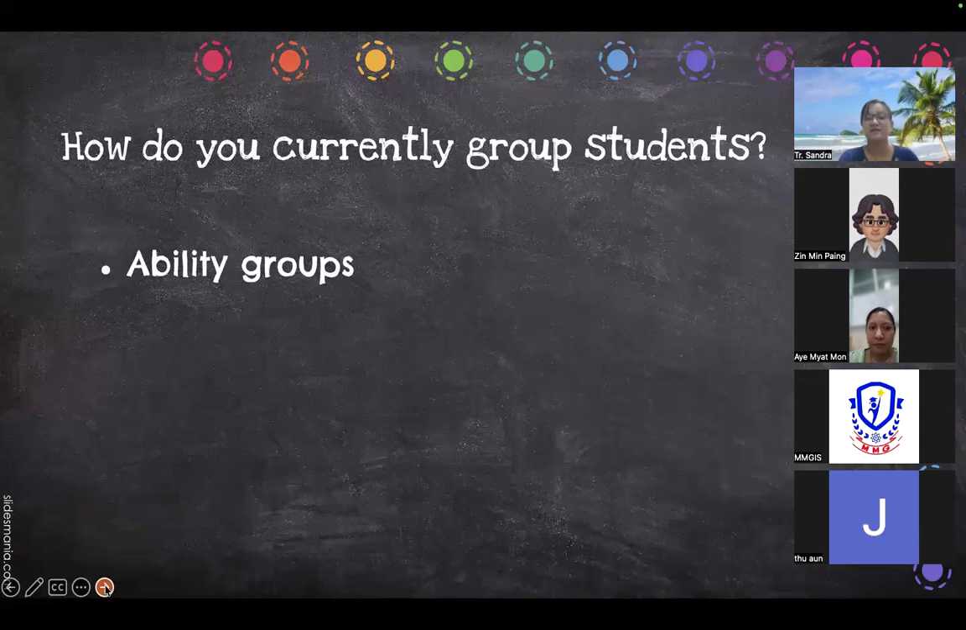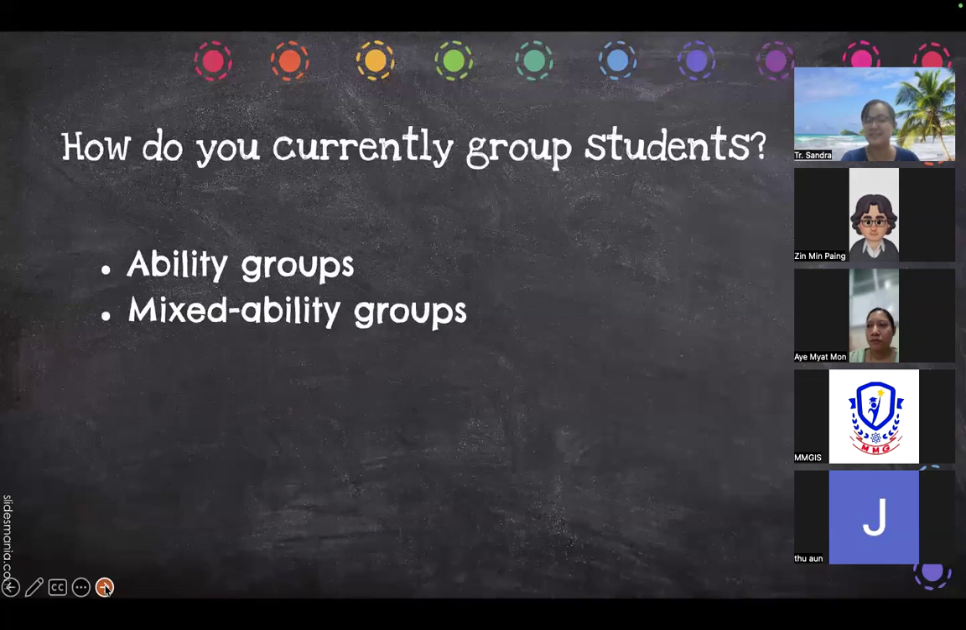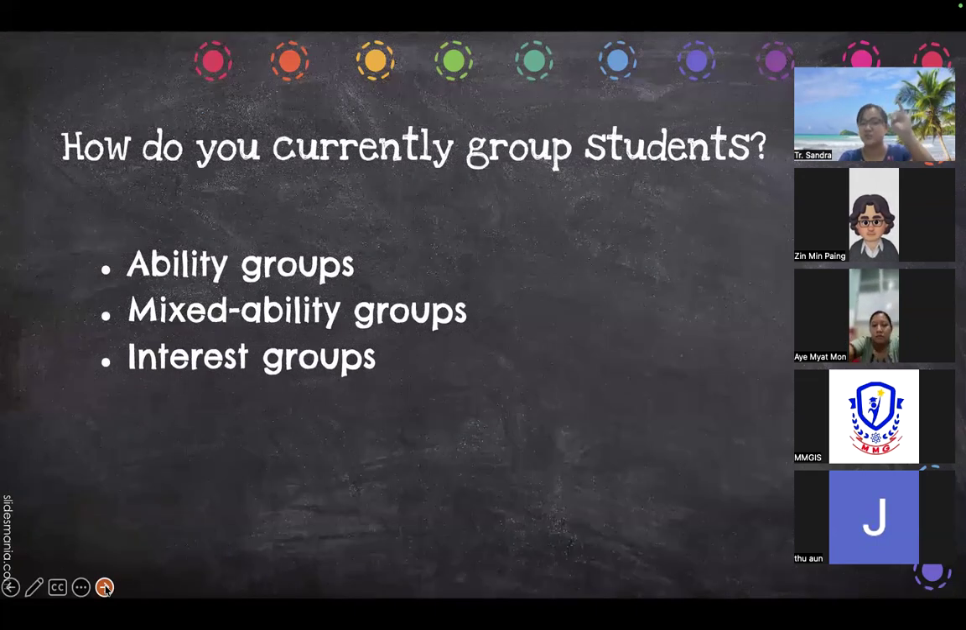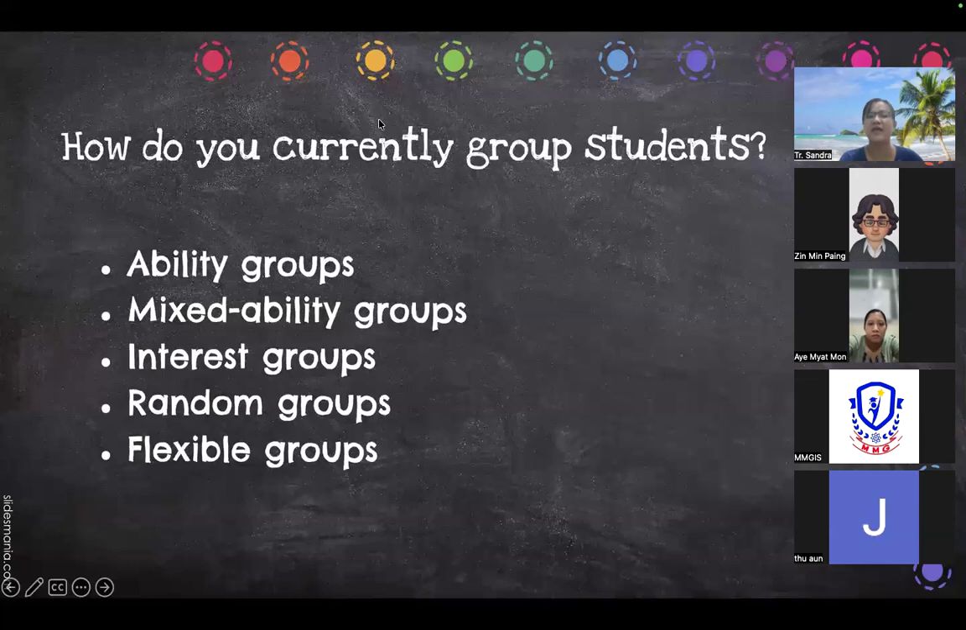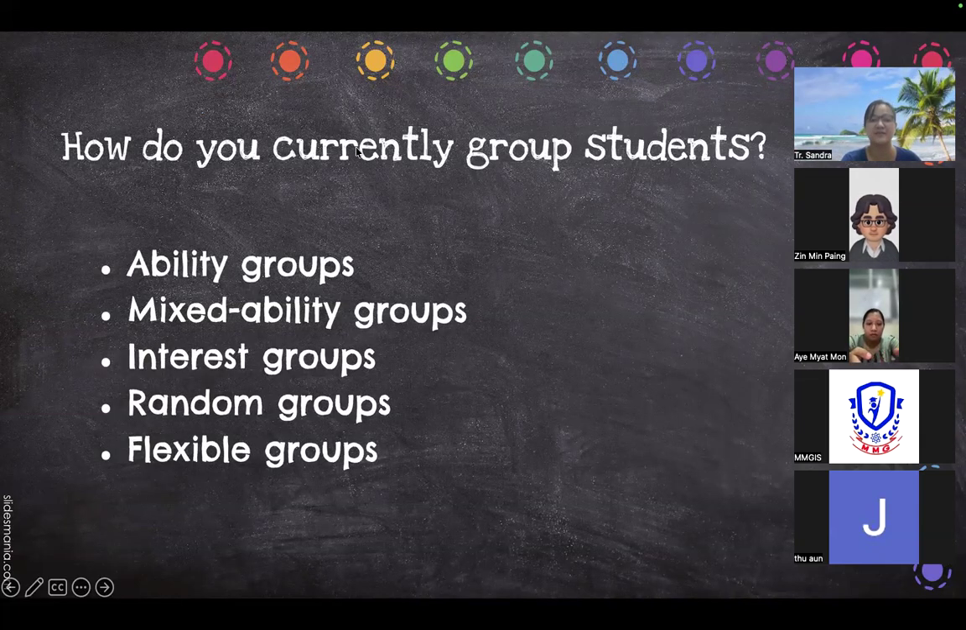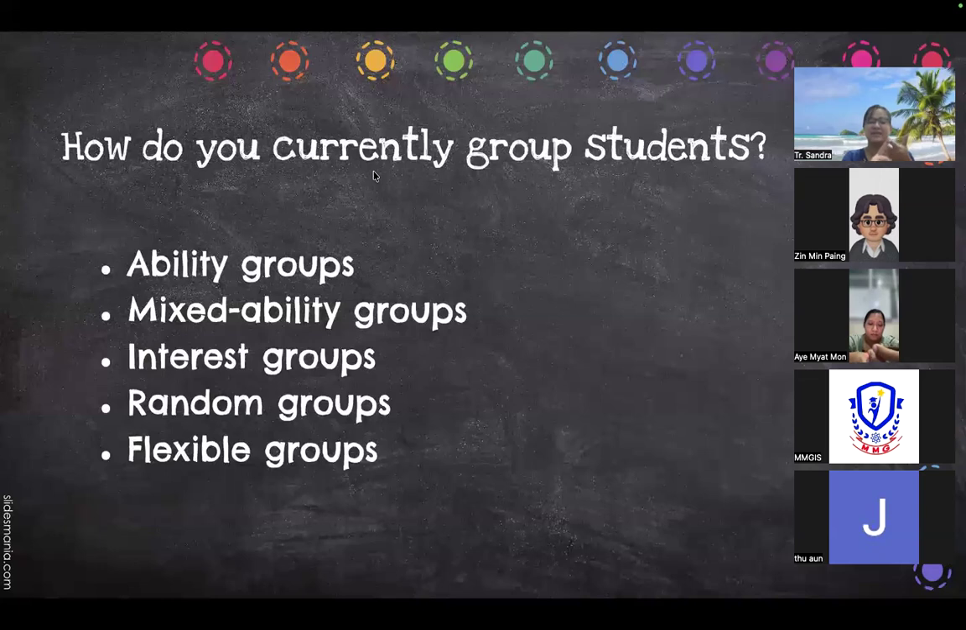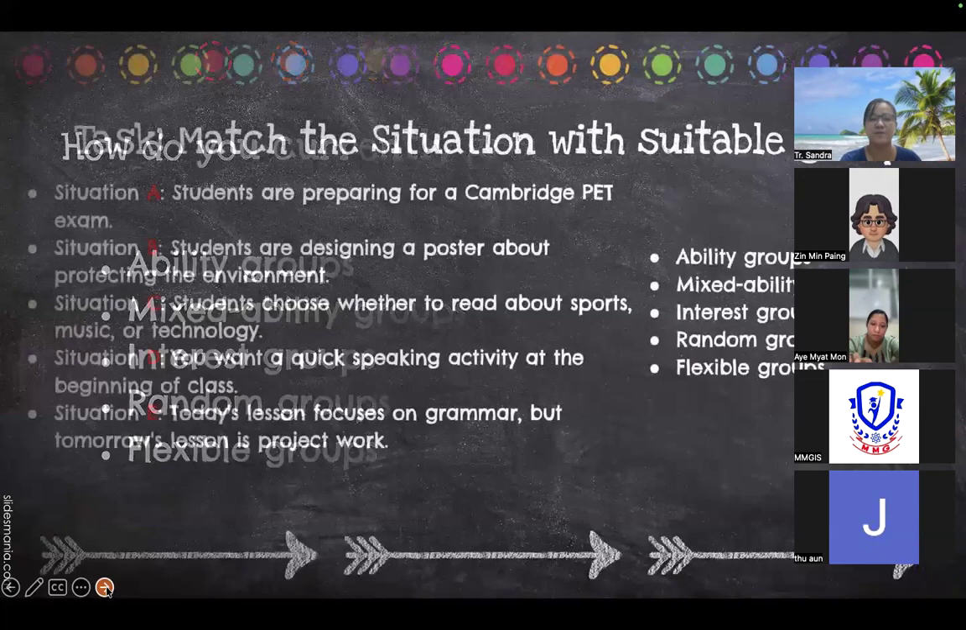So we commonly group students according to their ability. There may be ability groups or mixed ability groups, and then interest groups, random groups, and the last one will be flexible groups. We can group students according to these group types, depending on my lesson. Sometimes mixed ability, weak and strong students together, or according to interest, random groups, or flexible groups.